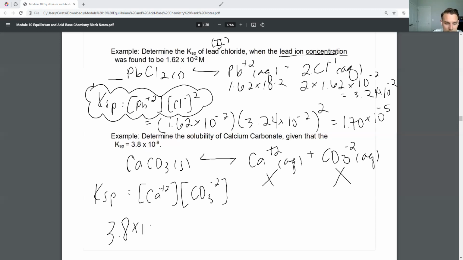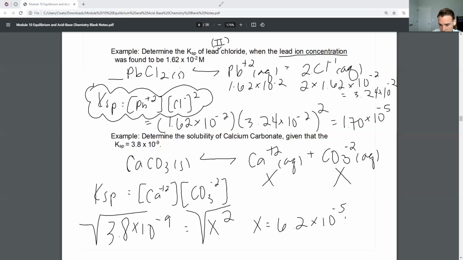3.8 times 10 to the negative 9th is equal to x times x, which is x squared. Take the square root, and x will be 6.2 times 10 to the negative 5th molar. All right, that is it for this.